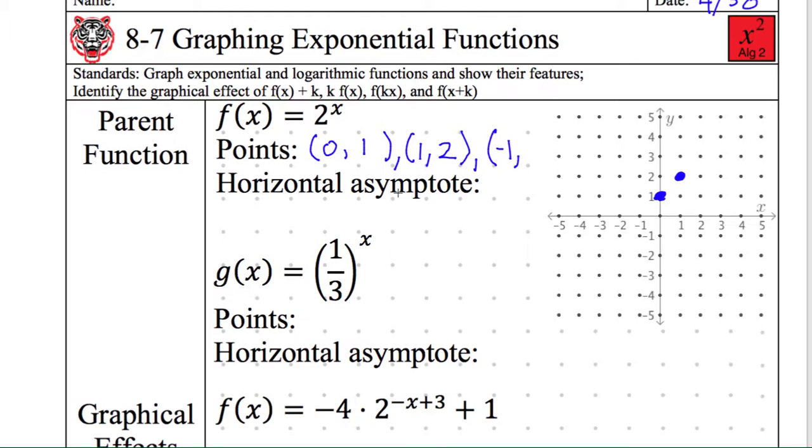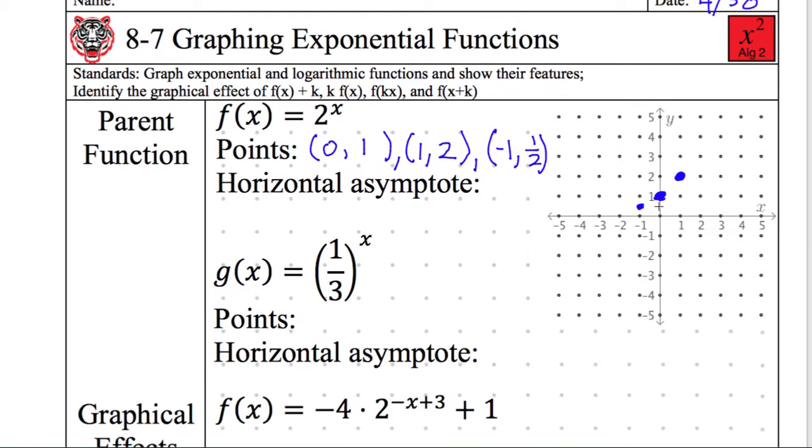Andrea, is it half? It is a half. Andrea's so smart. Tell us why. Why is it 1/2, Andrea? Because it's a negative exponent. Yeah, so 2 to the -1 is 1 over 2 to the power of +1.